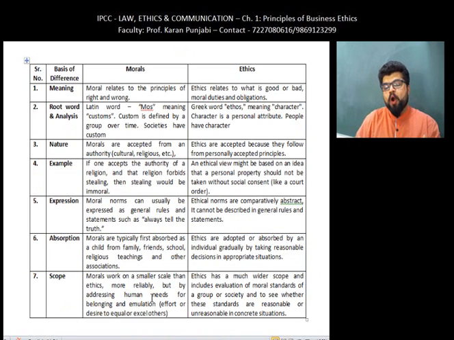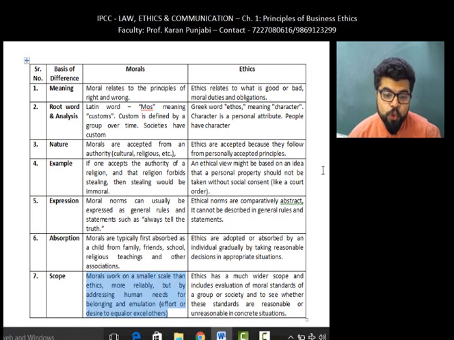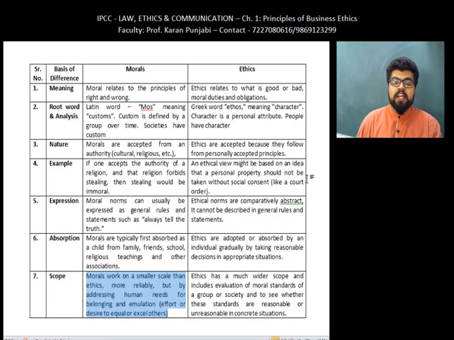Let's talk about the scope of moral. Moral works on smaller scale than ethics, more reliably, but addressing the human needs of belonging and emulation. The word emulation, students, means that effort or desire to equal or excel others. What happens is that morals are based on emulation.